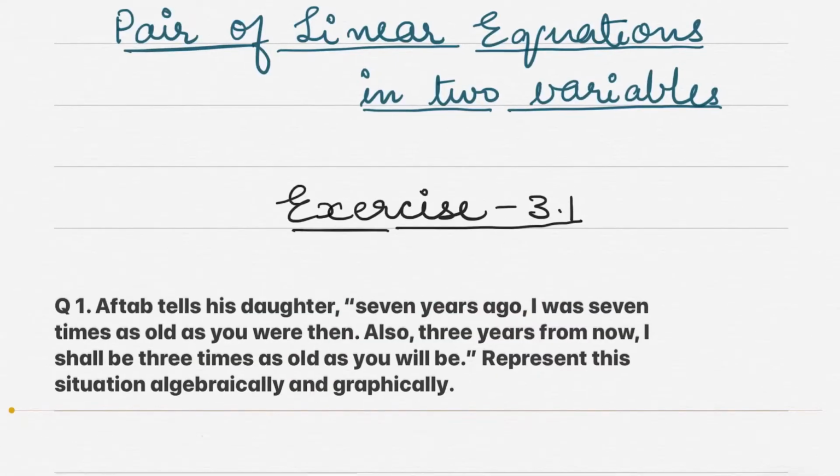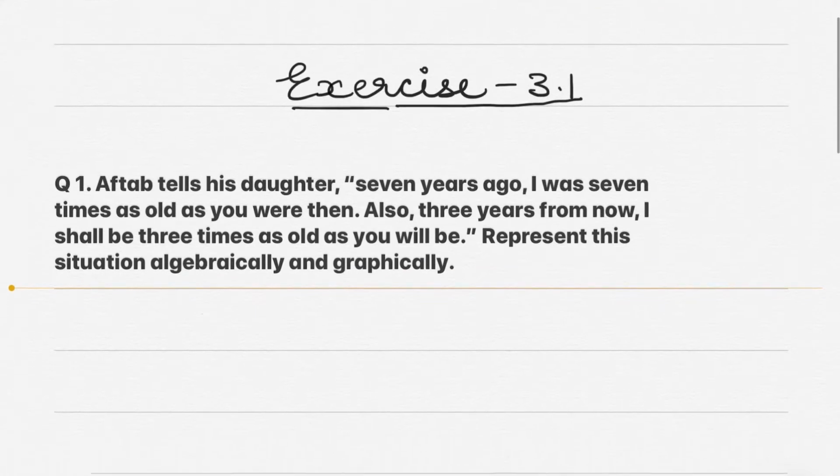Okay guys, today we will be starting a new chapter, pair of linear equations in two variables. These are also called simultaneous equations. These will be involving two variables, so there will be two equations to solve these. Okay, let's start with exercise 3.1.